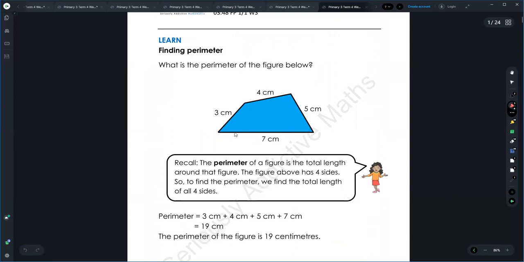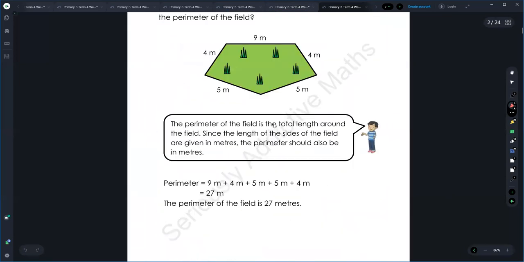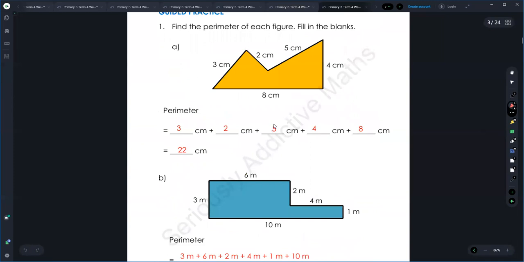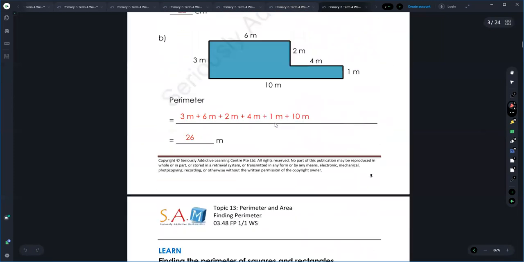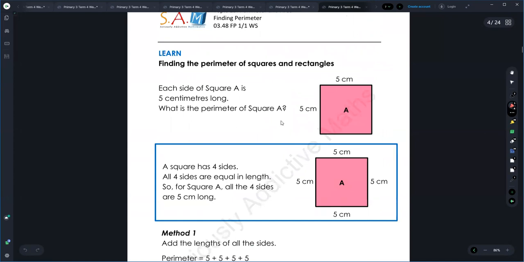What is the perimeter of this figure? They just need to add them up. Right, same thing here, add them up. So it's more about accuracy than anything else. Okay, do the guided practice. Okay, after that, finding the perimeter of squares and rectangles.